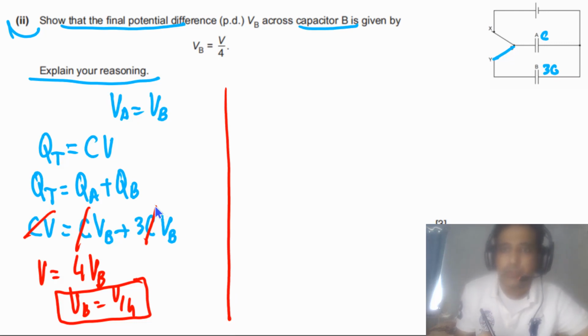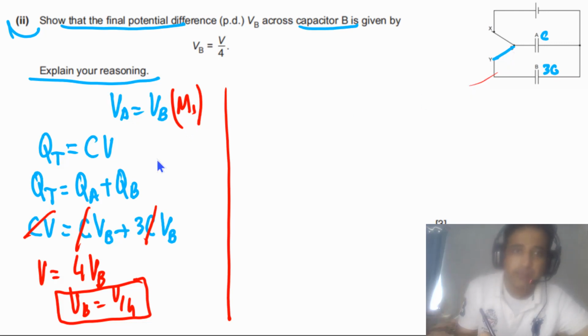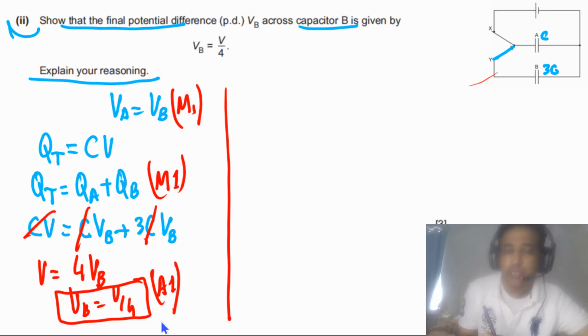This question has 3 marks. The first mark is if you have written PD across two capacitors is the same. Finally, it is the same. You will get 1 mark. And the second mark you will get if you have written Q total is the sum of QA and QB. You will get the second M mark, and the last mark is the answer mark. If you got the right answer and also you wrote down these points, you will get 3 marks. But if you haven't written these points and you simply got the right answer, you will get no marks.